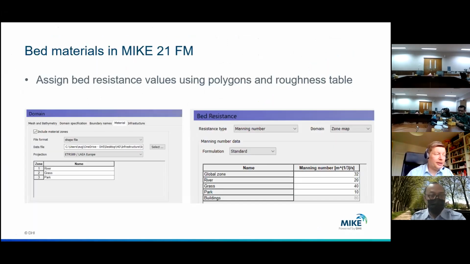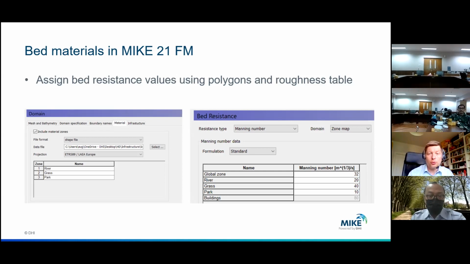Here, another thing which we included compared to previous releases is that you can define bed resistance, especially varying. So this is what you know already, right? So you can have roughness maps, for example, but now it is even easier, because you can just take your output from your GIS data processing.